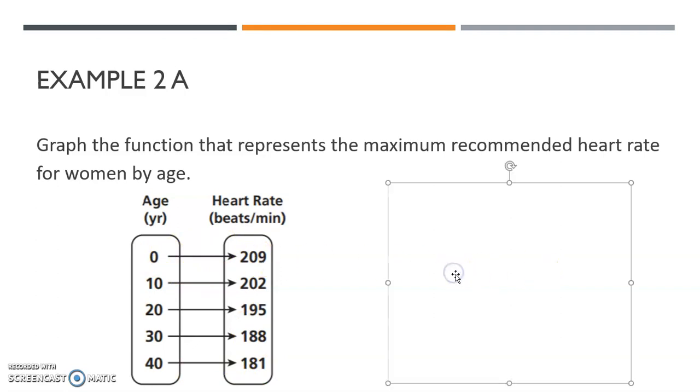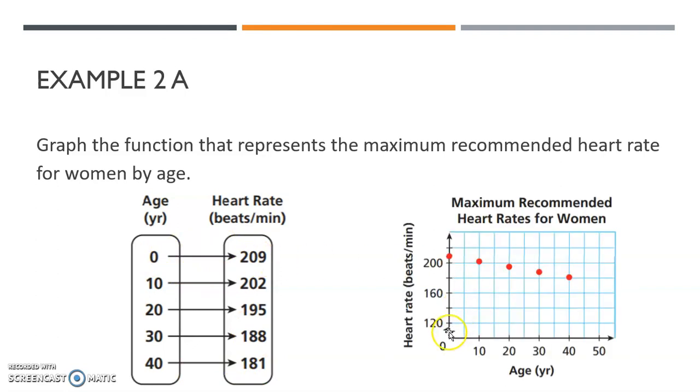So all we would need to do is set up a graph, and we would just need to count consistently. Notice what they've done is because all of these numbers are over 120, they've squished down this y-axis, and they start counting at 120, and then they count by 20s from there. So 0, 209 would be about here. 10, 202 is about here. And they just put all of these points on there, and that's how they graphed it. They just graphed those ordered pairs that were given.